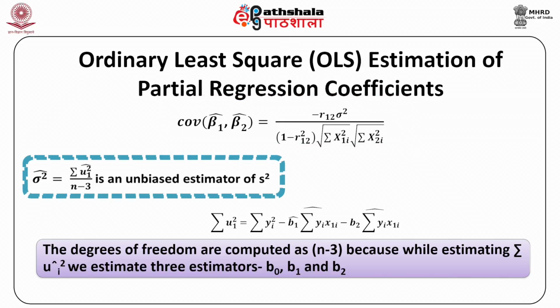Also, sigma hat squared is equal to sigma u hat i squared divided by n minus 3 is an unbiased estimator of sigma squared, where sigma u hat i squared is equal to sigma y squared i minus b hat 1 sigma y i x1i minus b hat 2 sigma yi x2i. The degrees of freedom are computed as n minus 3 because while estimating sigma hat squared, we estimate three estimators: beta 0, beta 1 and beta 2.